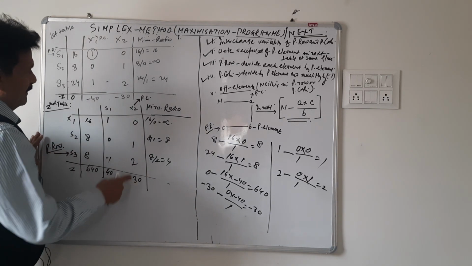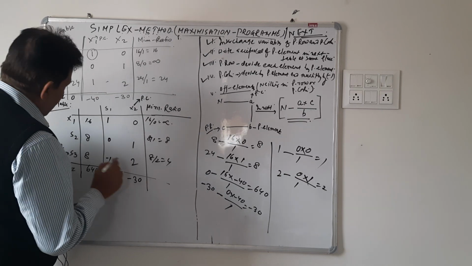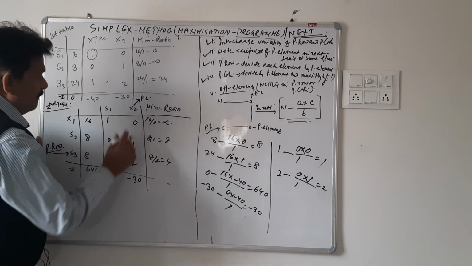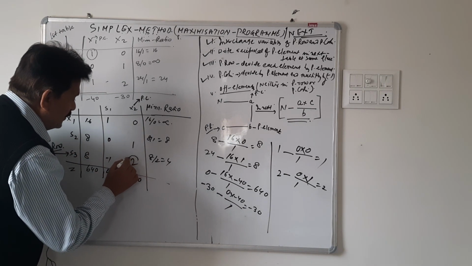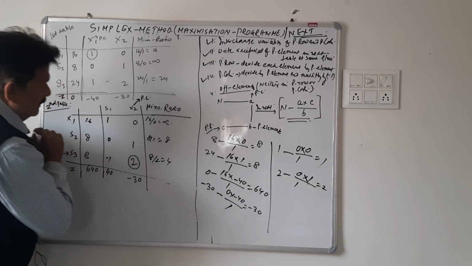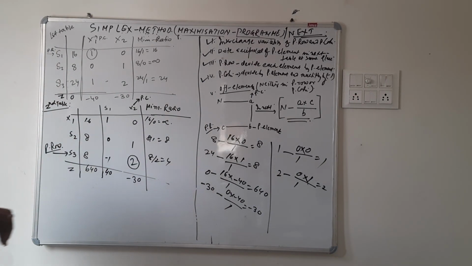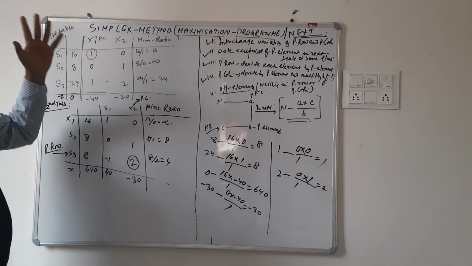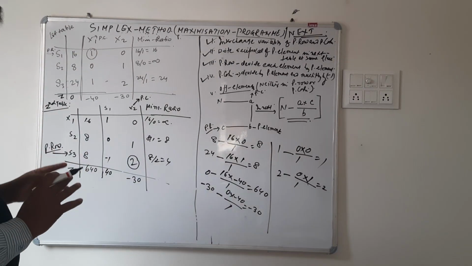We have got the pivot row, we have got the pivot column, and at the intersection of pivot row and pivot column, we have the element 2. So this is the pivot element. I am going to the third table, where we shall probably get the solution.